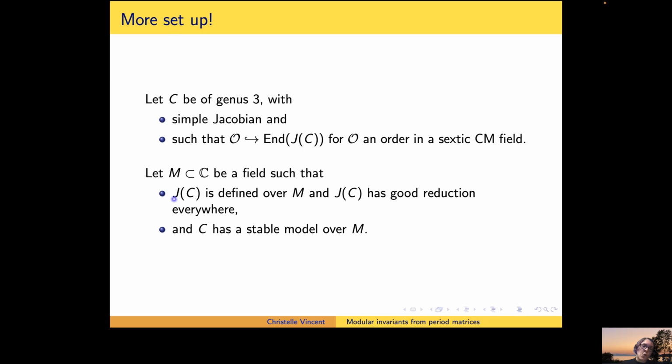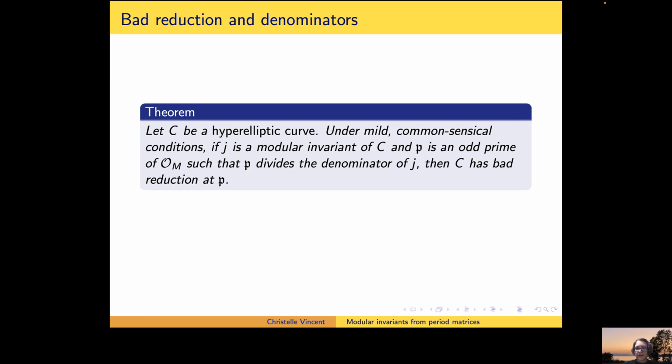And throughout, I'm going to define some number field M. So I forgot to write that. But not just any field in C, but one of finite degree over Q, such that the Jacobian is defined over M and has good reduction everywhere, and C has a stable model. So that's another thing that's guaranteed to me from CM theory, that I can get that. Okay, that's just to ensure everything works.